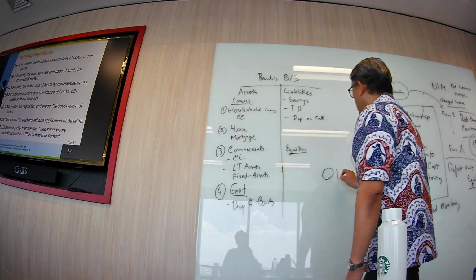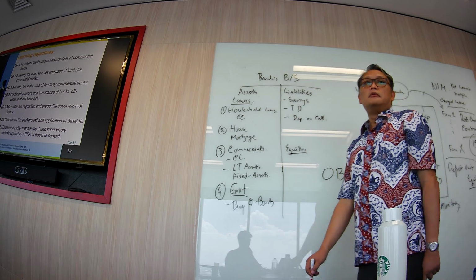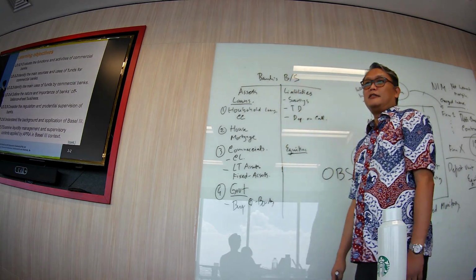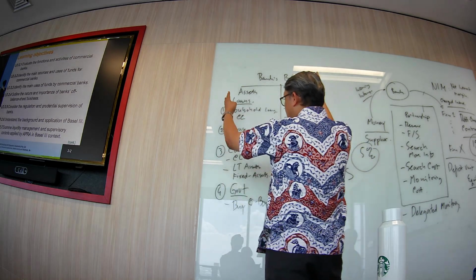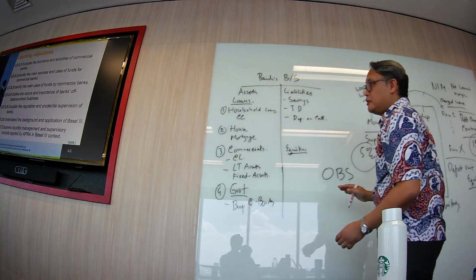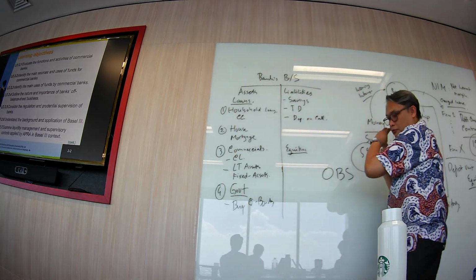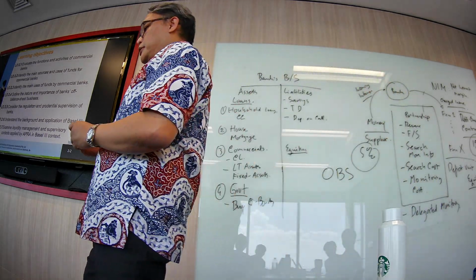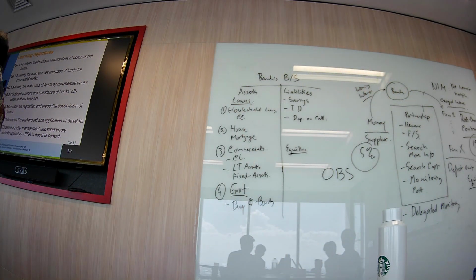OBS. So this is what we call on BS, right? We can see the financial report of a bank. And then there is a term off balance sheet activities of a bank. What is the off balance sheet activities? Assets or liabilities not included in the balance sheet. That's why we call it off, right? Off balance sheet.